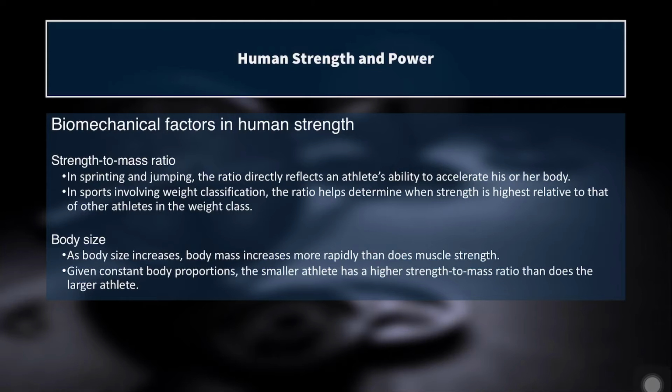Now there are two more factors to discuss. The first is the strength to mass ratio. So in sprinting and jumping, the ratio directly reflects an athlete's ability to accelerate his or her body. For example, let's imagine somebody who weighs 70 kilograms. If they can only produce 70 kilograms of force, let's say in a back squat, on top of course, moving their own body weight in that back squat, versus somebody who can produce 140 kilograms, that's double their body weight, in the back squat. Imagine what happens when those two individuals are asked to jump.